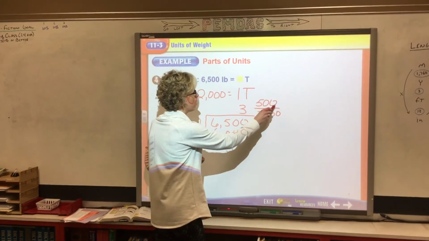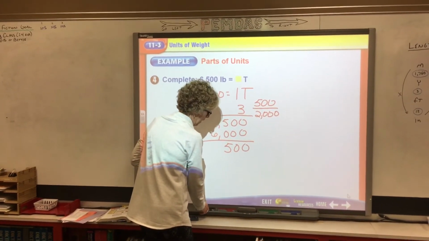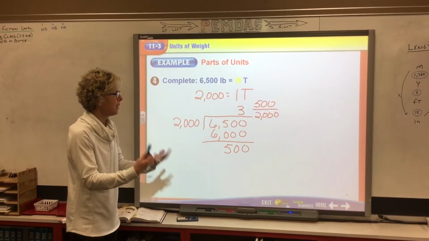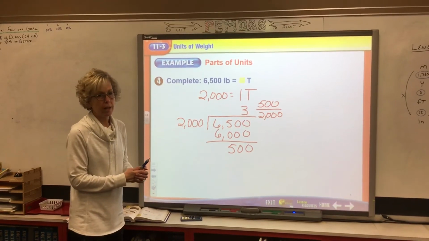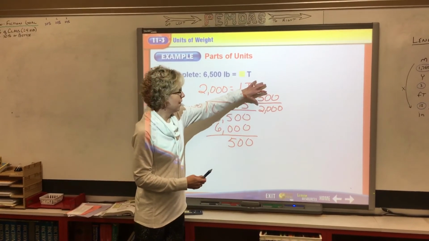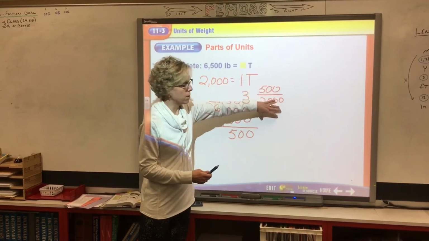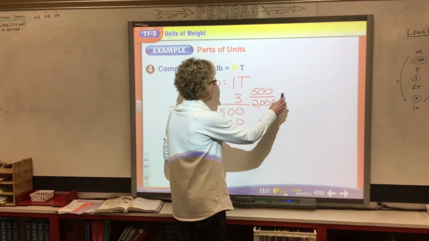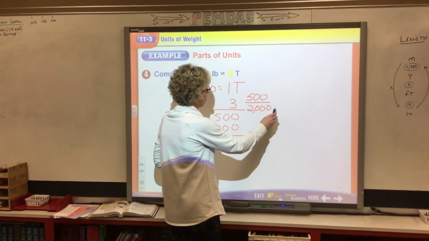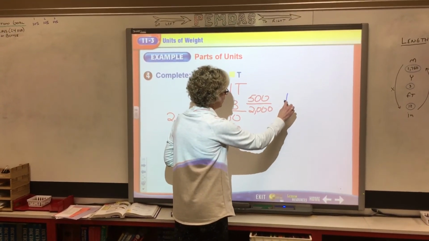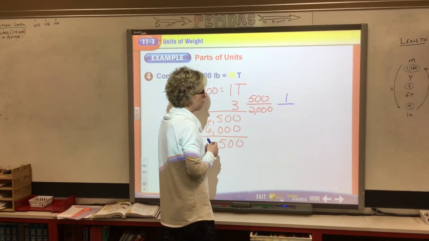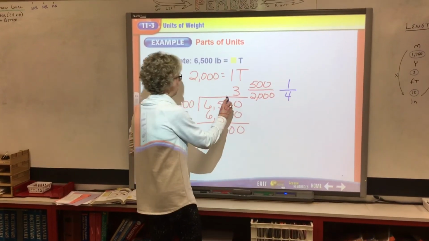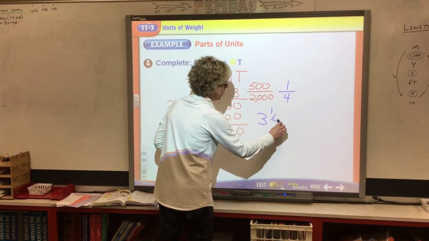What goes into both 500 and 2,000? Well, we've got 2 zeros here, and so we know that it's going to be some unit of 10, but is there something even bigger? One of the checks that we talk about is when we're simplifying a fraction, check to see if the numerator goes into the denominator. Your greatest common factor is the numerator. So I'm going to divide by 500. When I divide the numerator by 500, I would get 1. When I divide the denominator by 500, I would get 4. So our answer is going to end up being 3 and 1/4. Okay?